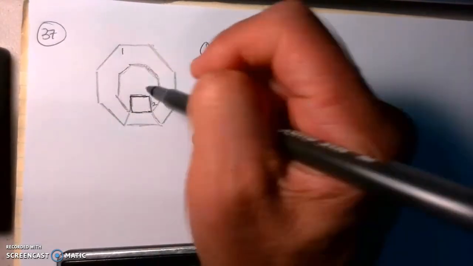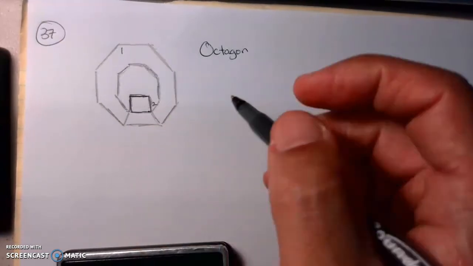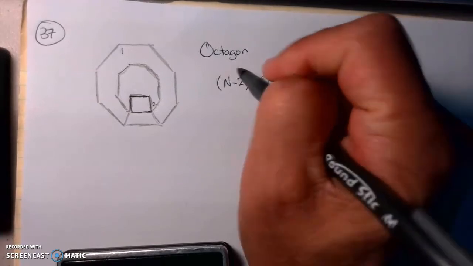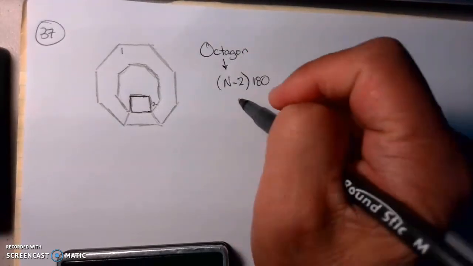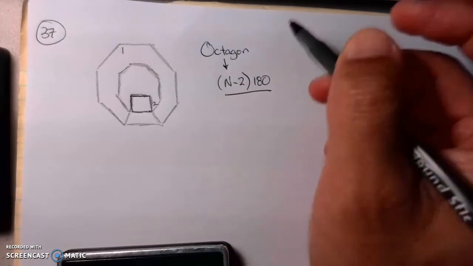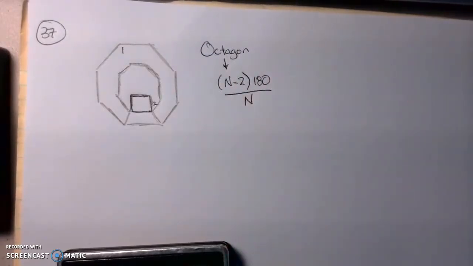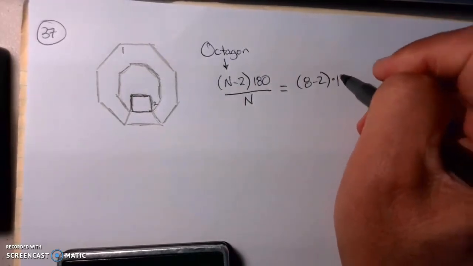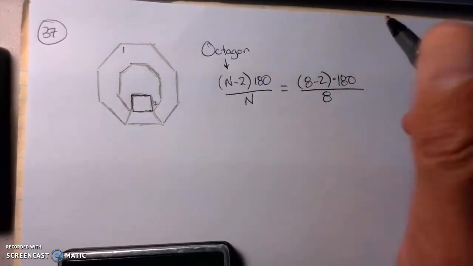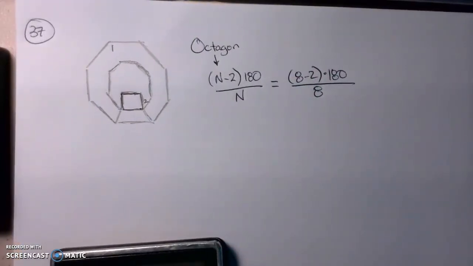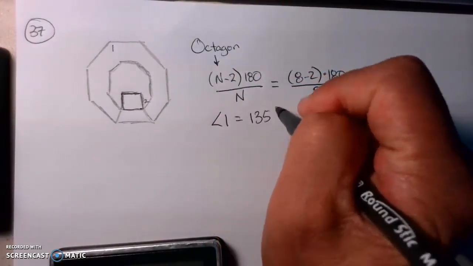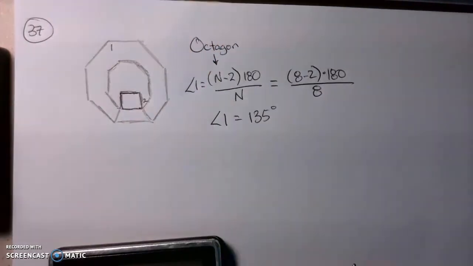That's a square. Okay, so to figure out angle 1, you would simply go n minus 2 times 180, octagon being 8 sides, so I'll put an 8 there. This will give you the total of all 8 angles. I'm going to divide by 8, or n. So this will simply be 8 minus 2, an octagon stage, times 180, divided by 8. That will give me angle 1. So if I do this real quickly in the calculator, angle 1 should be 135 degrees.